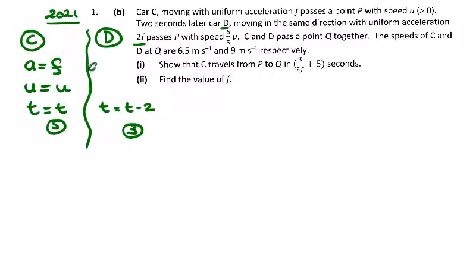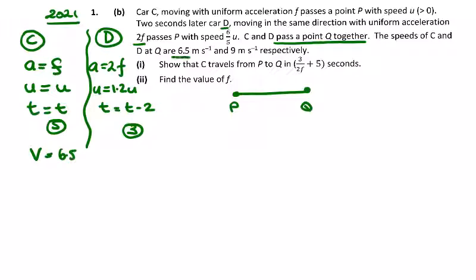Acceleration 2F and speed 6U over 5. That's 1.2U. I might use 1.2U. And we're told they pass a point Q at the same time, so they're between P and Q. And the speeds, so we have their speeds. V is equal to 6.5 and 9 respectively. So we have quite a lot of variables here.